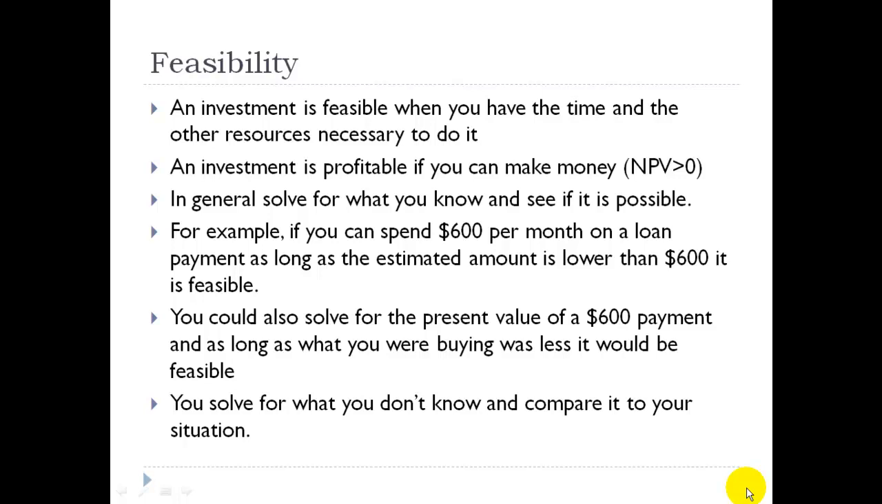You can also solve for the present value of a $600 payment, and that would say, since that's what you can pay, that present value would be the most that you could buy it for. So you just solve for what you know and compare it to your situation. For example, if the present value of your payments were $30,000, then you could only afford a $30,000 vehicle. So if the vehicle was $28,000, it would be feasible, but if it was $36,000, it wouldn't.